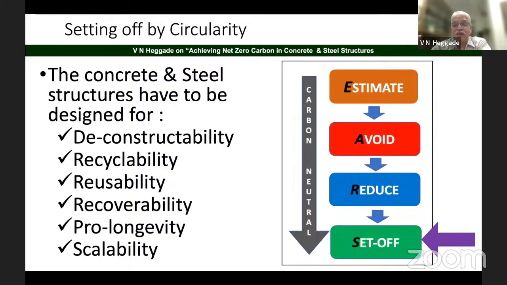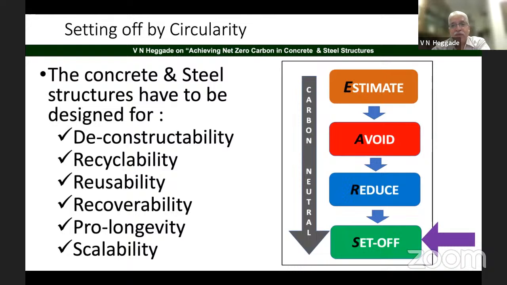Steel, as well as the concrete structure, has to be designed in such a way that after 100 years of use, or the service life, it should be easily deconstructible, easily recyclable, easily reusable, and easily recoverable. And the design has to be done in such a way that, if required, widening of the facilities can be done.